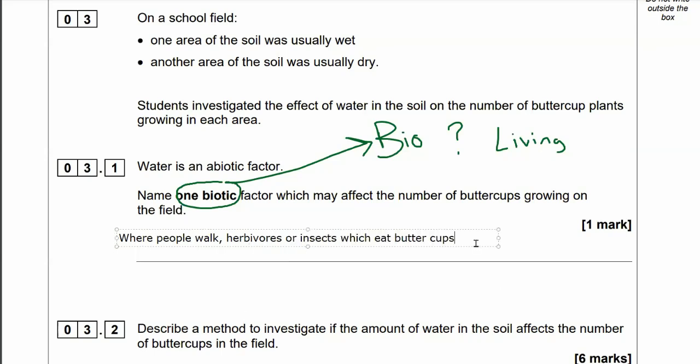And once again, you can check the mark scheme for all possible answers, but I would recommend only using one answer here because it does say one factor. And you don't want the examiner taking off the mark because you've given two factors that affect the population.